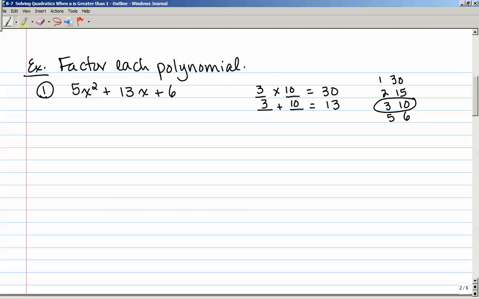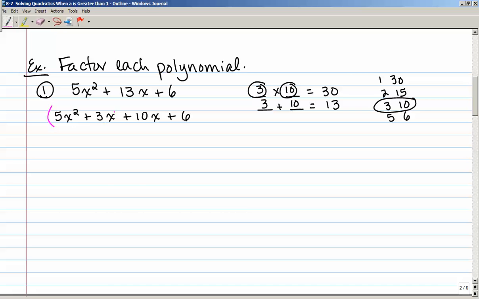Now, those two numbers, the 3 and the 10, I'm going to use those two numbers to rewrite 13. So I'm going to say 5x squared plus 3x plus 10x plus 6. Okay? Notice, I didn't change my problem. I just broke up 13x into 3x plus 10x. And where did I get the 3 and 10 from? Those were the two numbers that worked over here.